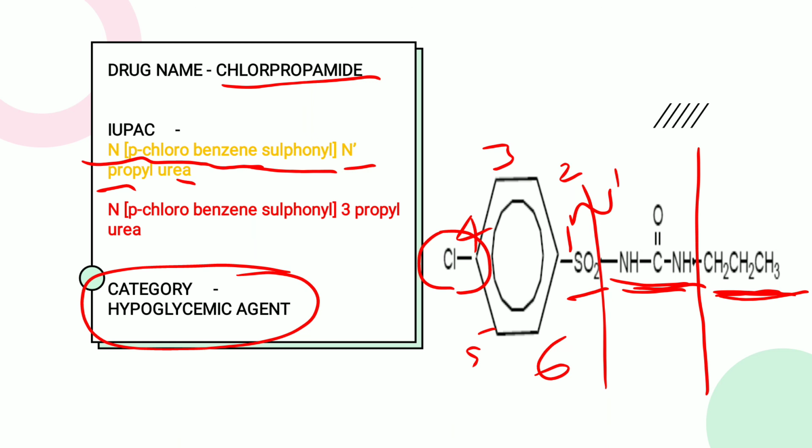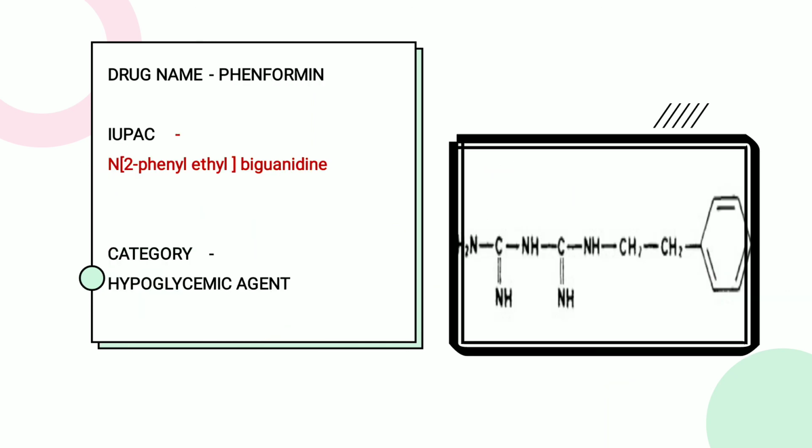If we number it from the sulfur or oxygen side, there are 2 heteroatoms, sulfur and oxygen, so the numbering starts from this heteroatom. So the propyl will be on the third number. If we number it, it is 1, 2 and 3. So in the second chemical name there is a mention of 3-propyl urea. Okay, that is the chloropropamide.